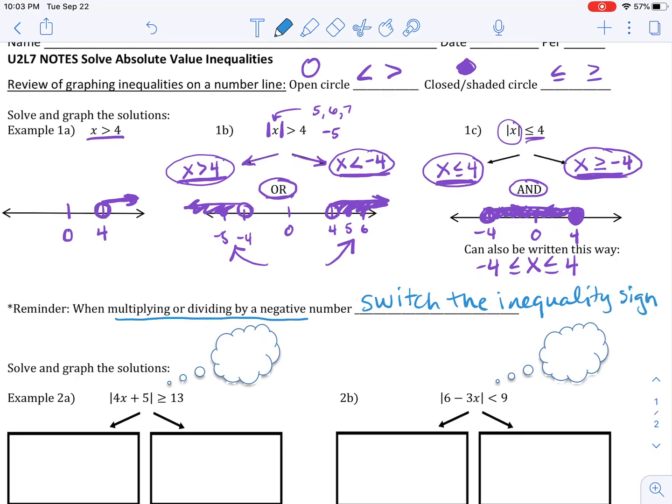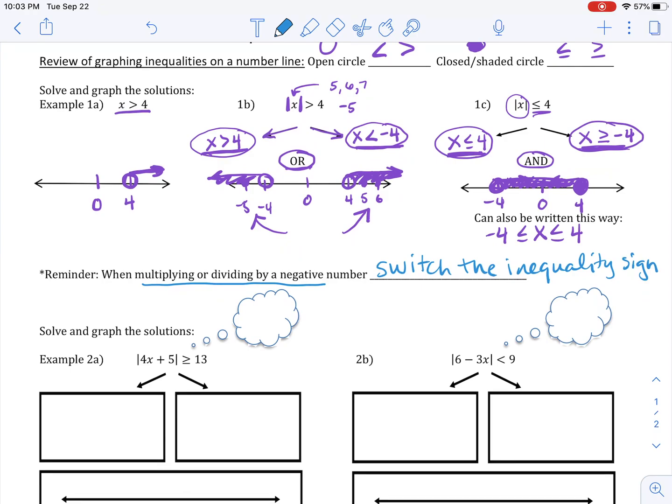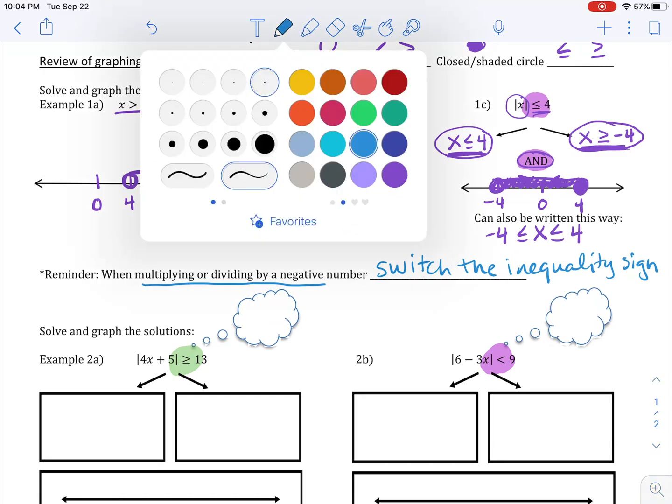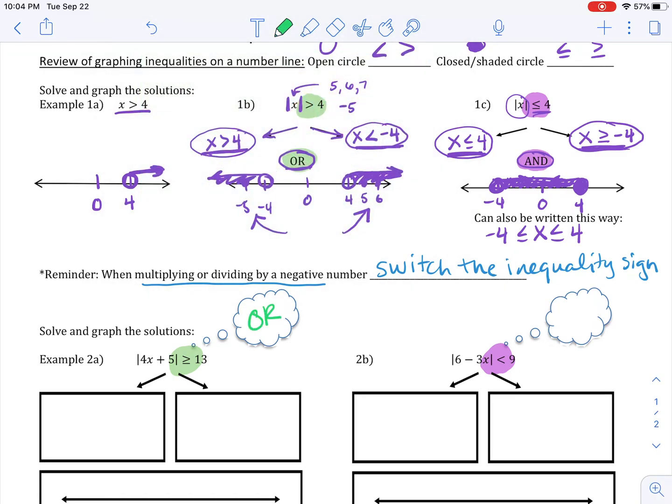So you switch the direction anytime you multiply or divide by a negative number. So going back to what we saw up here, a greater than symbol was an "or" situation. A less than or equal to symbol was an "and" situation, assuming that your absolute value is on the left. So this one down here, 2b, is going to be an "and." The one over here, 2a, is going to be an "or." It's a greater than symbol. So this is going to be an "or."